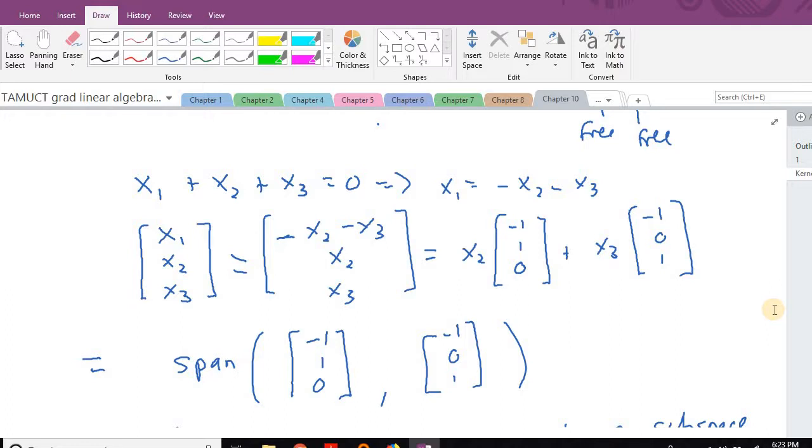Because there are infinitely many vectors here. I can take 1 times this, 2 times this, 3 times this, 4 times this. But the important thing is that these two are independent. Independent vectors give you the dimension.